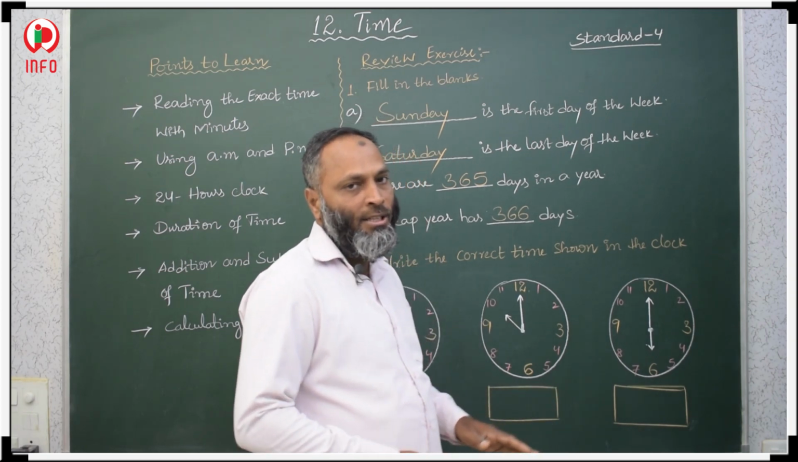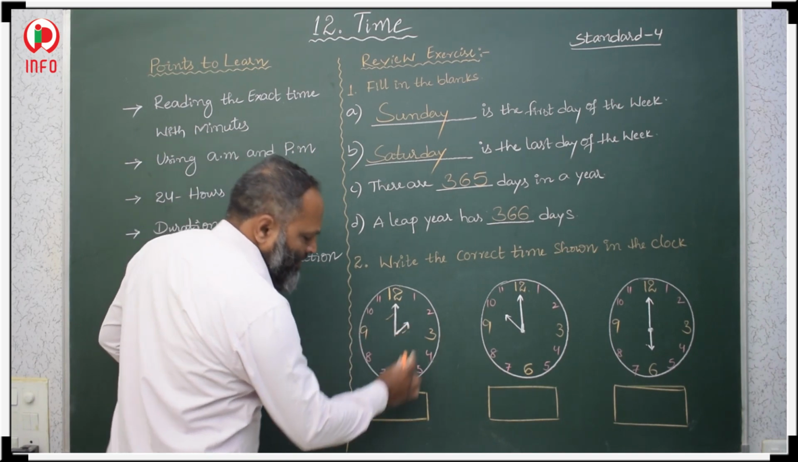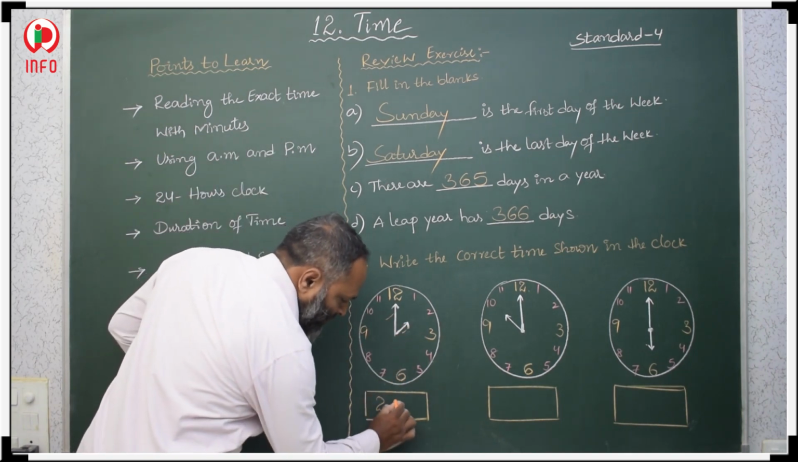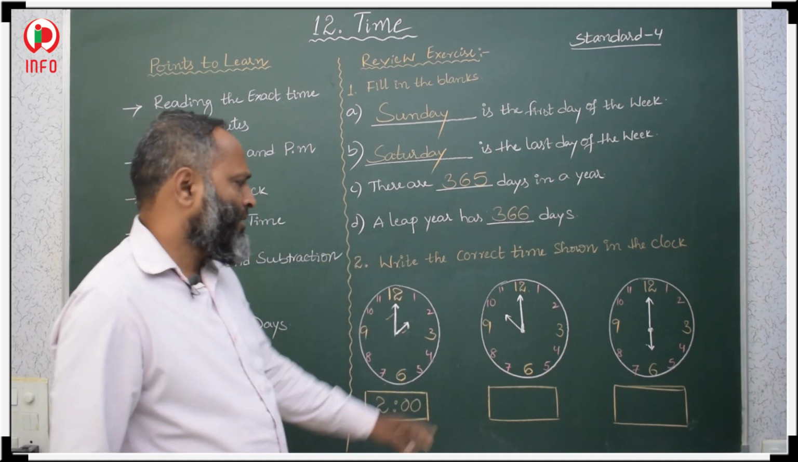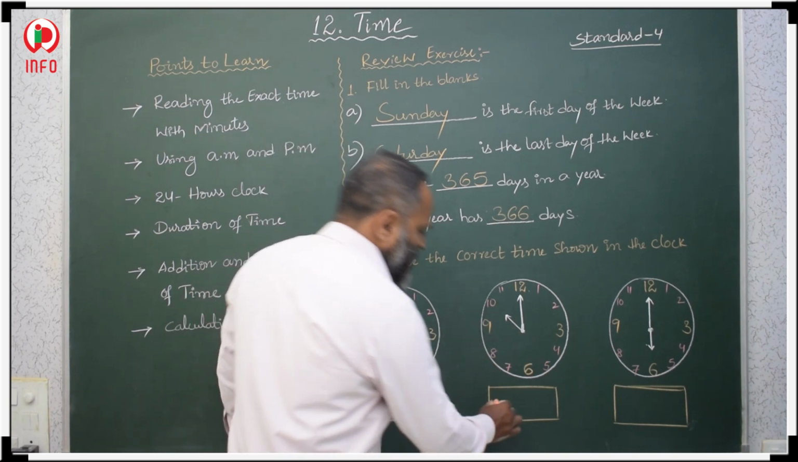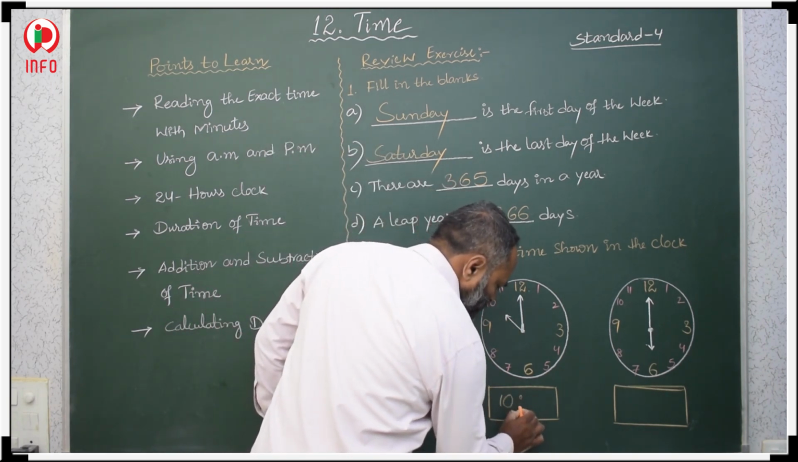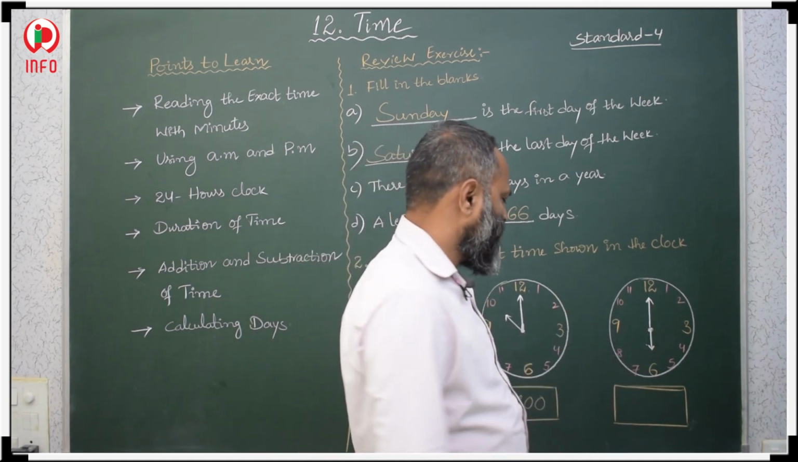If the minute hand is at 12, we just see where the smaller hand is. The smaller hand is at 2, so it means 2 o'clock. The time is 2. Here, the smaller hand is at 10, so the time is 10. Here the smaller hand is at 6, the time is 6.